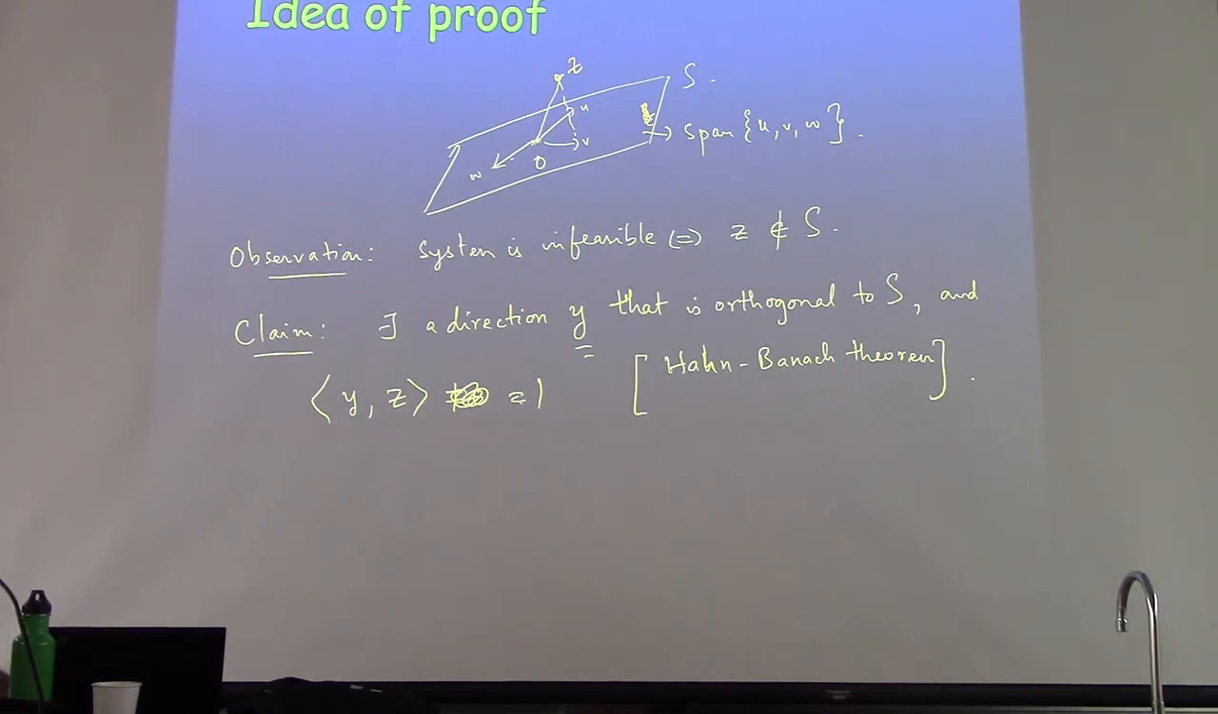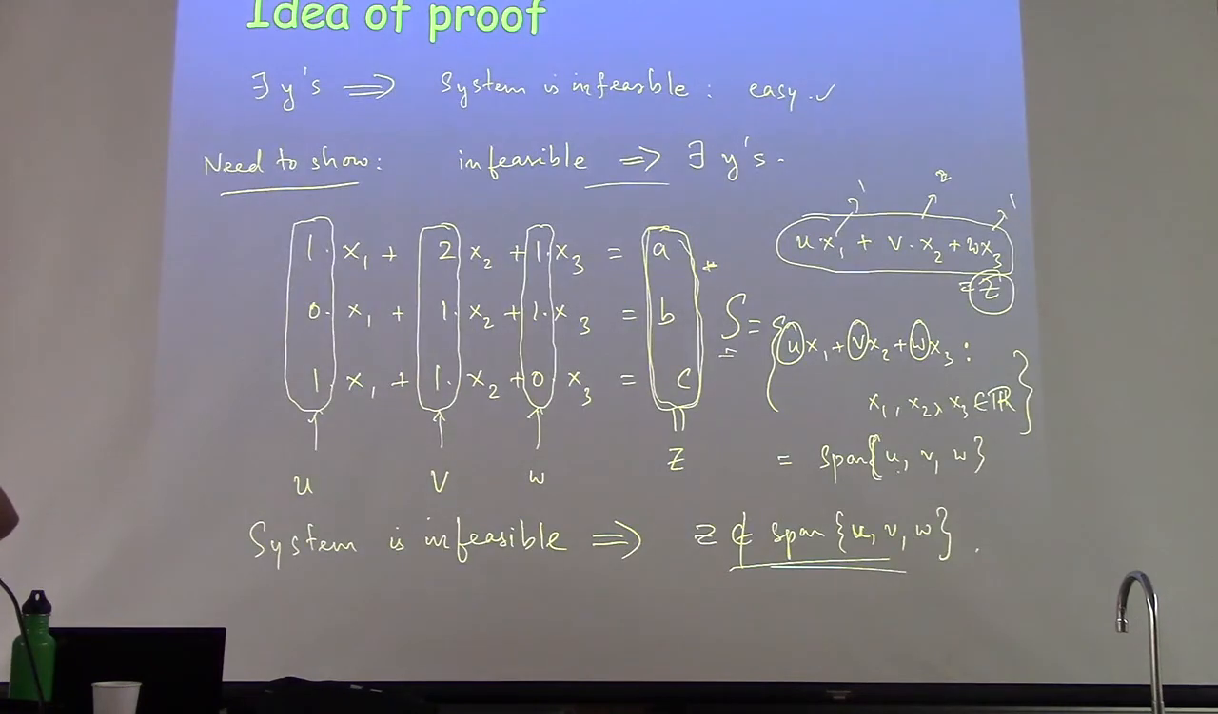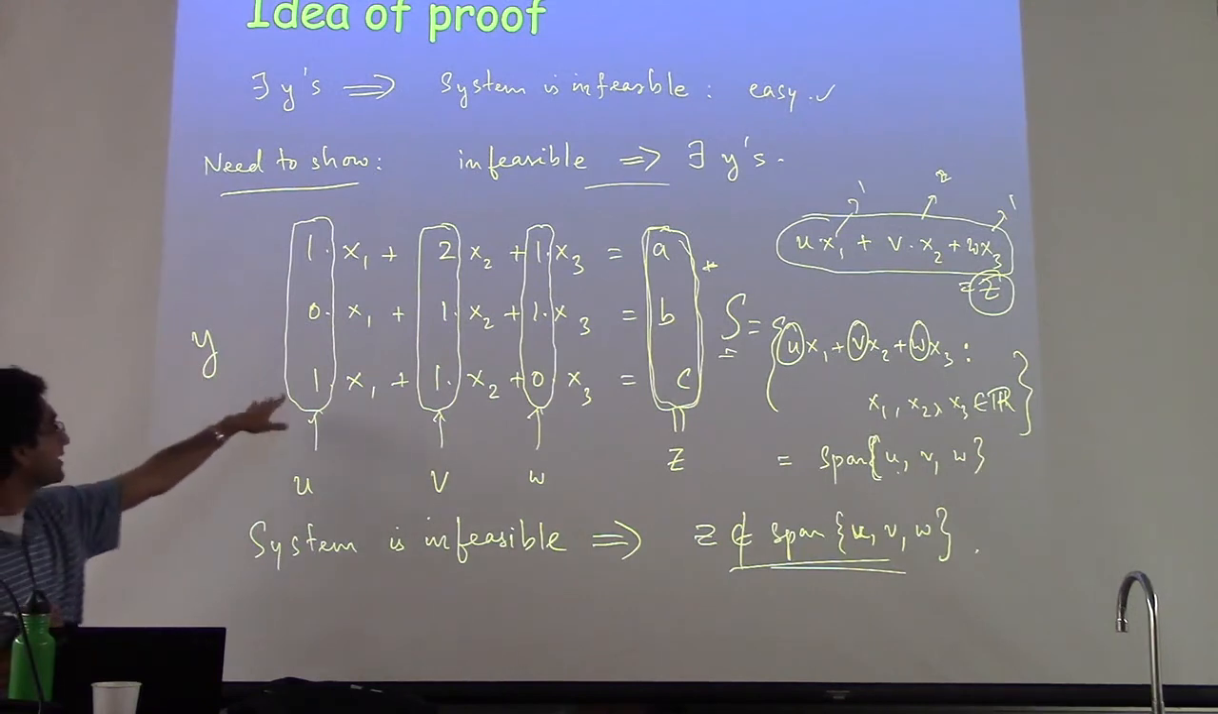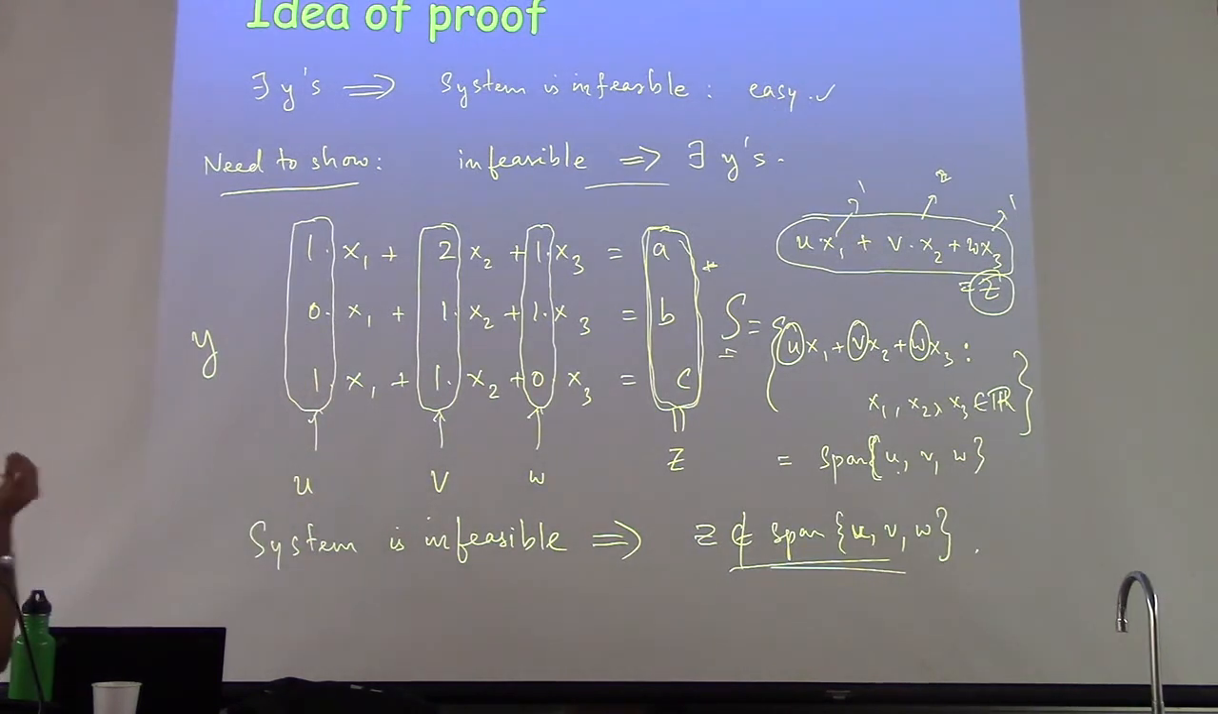I won't get into this, but you can now go back and figure out that the Y's are exactly the multipliers you need. So if we go back, what have we found? We found some Y such that Y is orthogonal to the span of all these vectors, but Y has an inner product of 1 with the right hand side. And what that basically means is the span contains U, V and W, so Y's inner product with U, V and W should all be 0. And you can work out that those are the coefficients of x1, x2 and x3 respectively. And so that's why the Y's are basically the multipliers.